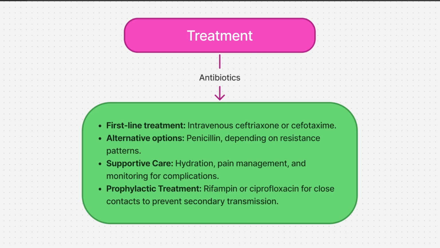And as for prophylaxis, for example, if the patient is in the ICU, or their family members or the nurses and doctors, they can take rifampin or ciprofloxacin because they are considered close contacts.